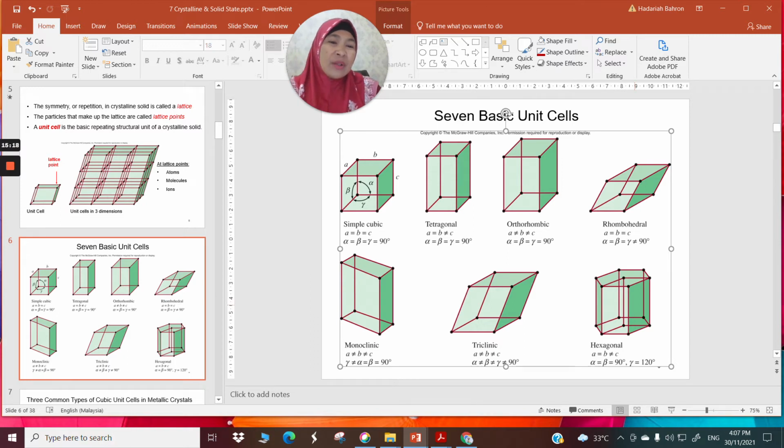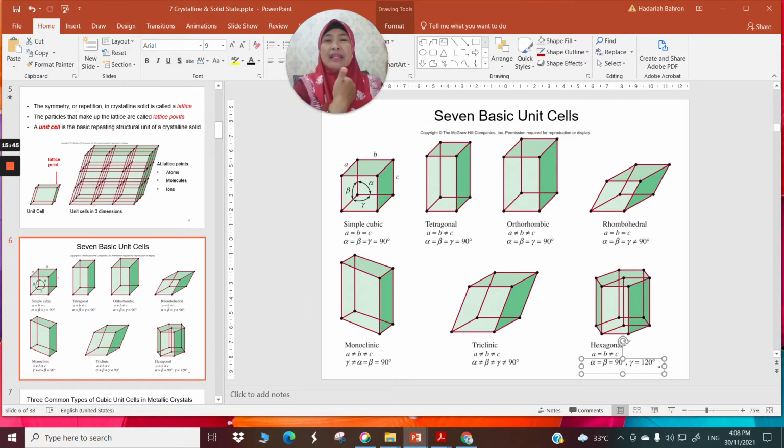And then the last one is called hexagonal. This is the shape of a hexagonal unit cell where A is equal to B, but it's not equal to C. Alpha and beta are 90, but gamma is 120. So to get hexagonal shape, these are the angles and the edges of the unit cell that you require. So we have simple cubic, tetragonal, orthorhombic, rhombohedral, monoclinic, triclinic, and hexagonal. Those are 7 basic unit cells.